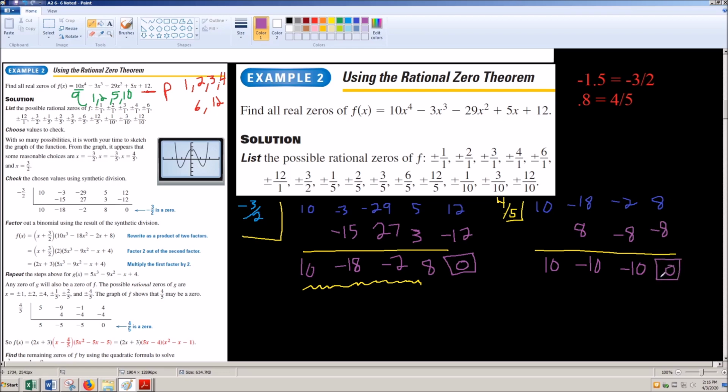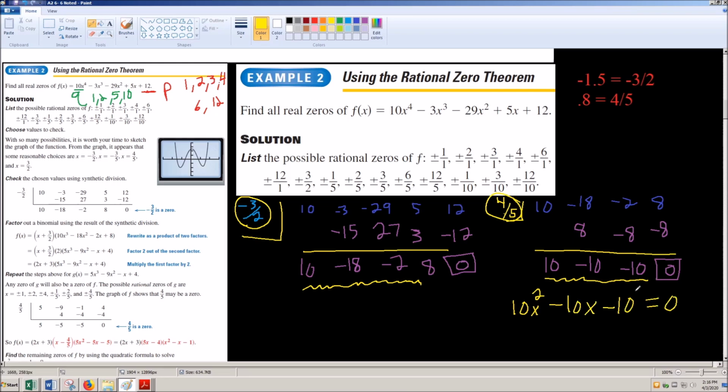Cool. So now as I look at this thing here, this is left over. This 4/5 was another 0 of mine. We saw that it worked. So far I've got the 4/5 here that worked. I had the -3/2 that worked. And now I have a quadratic, which is 10x squared minus 10x minus 10 equals 0.